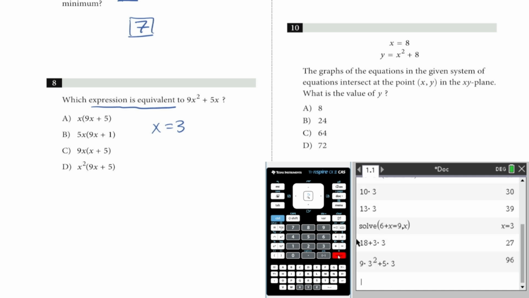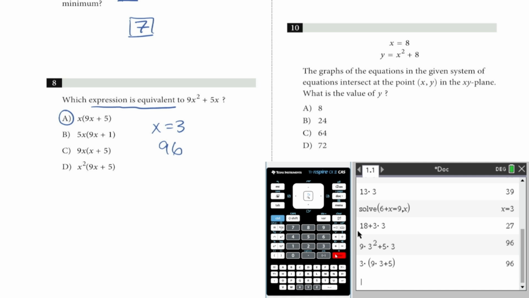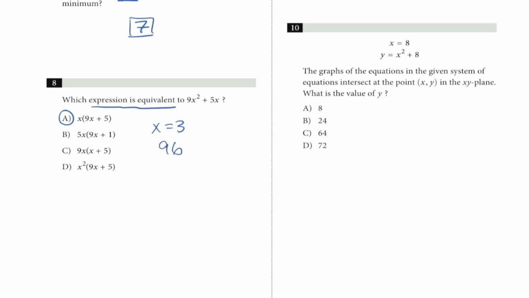And when we do that, we get 96. So we're going to go into each answer choice, and wherever we see x, we're just going to plug in 3, and we should get 96. We'll try answer choice A. So 3 times parentheses 9 times 3 plus 5, 96. So thankfully the answer is A. We don't have to type in a whole bunch of stuff.